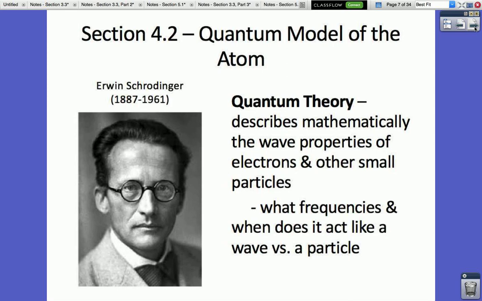So quantum theory is what Schrödinger ultimately was also famous for inside of the scientific world, other than having a cat that's both dead and alive, so no one knew if he really had a pet or not.